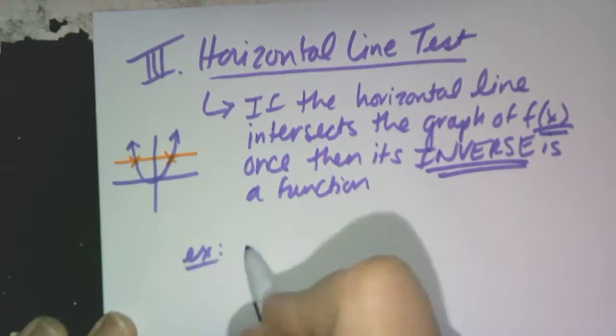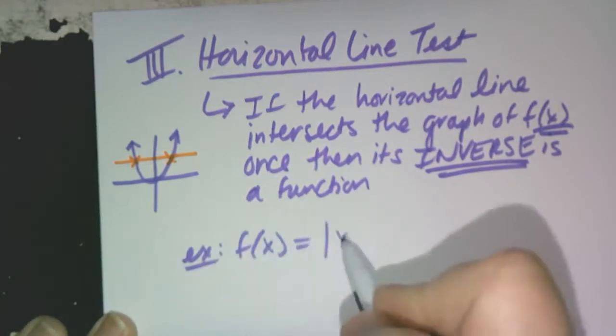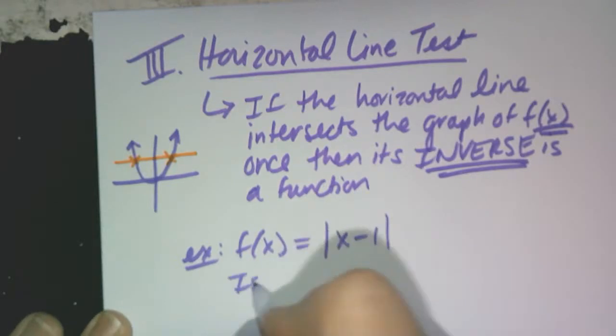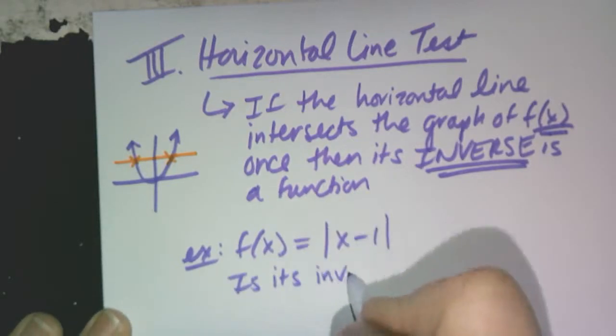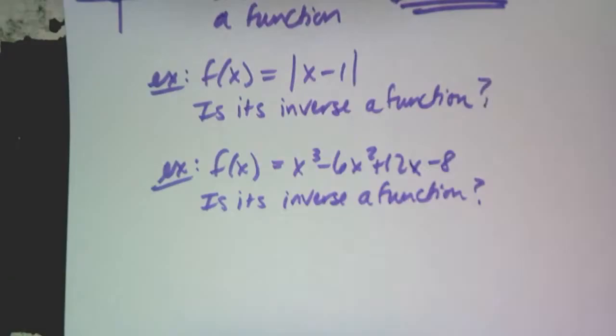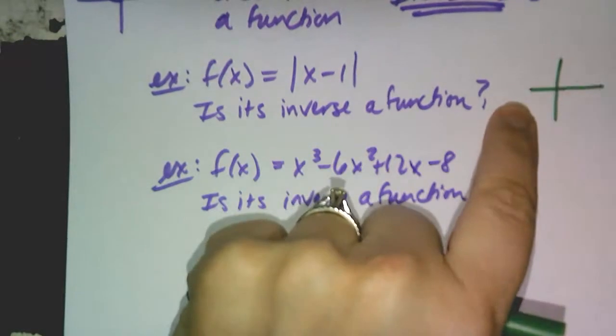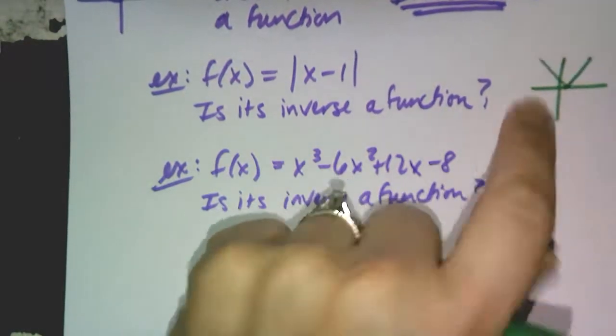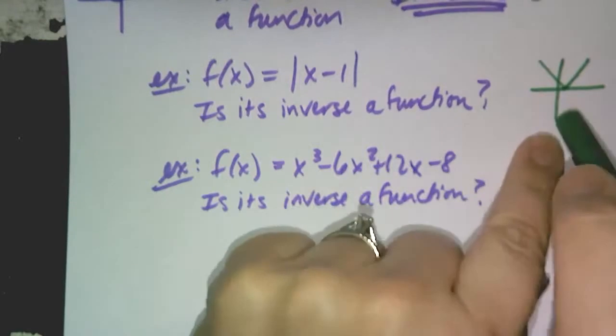So, for example, f of x equals the absolute value of x minus 1. Is its inverse a function? All you have to do tonight for homework is go to your calculator and type in the absolute value of x minus 1, but you actually should know what that looks like. Please tell me what that looks like right now. It is a V, shifted to the right. So you will sketch the graph tonight.